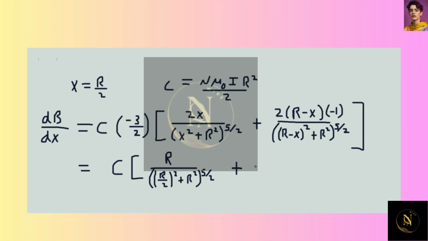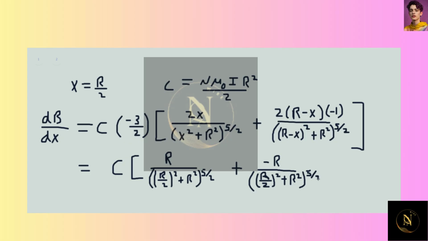Plus, now you're going to plug in r over 2 for x again. So you have 2 times r minus r over 2 times negative 1. That gives you negative r. Divided by, and then again, r minus x squared, where x is r over 2, gives you r over 2 squared. So you have r over 2 squared plus r squared. And this all gets raised to the 5 halves.